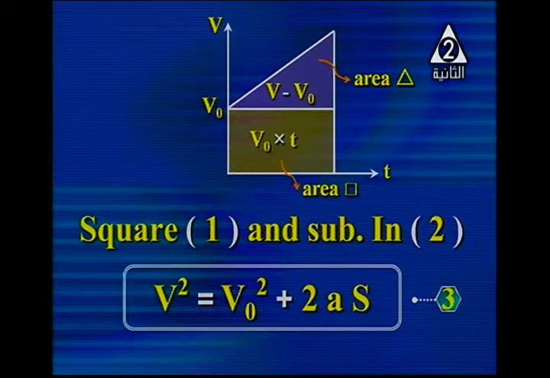Or when we find final velocity or maximum height: when the particle reaches maximum height, the final velocity equals 0. With maximum height, final velocity equals 0, and by using this rule we find the distance covered from A to B, or from one place to another place.